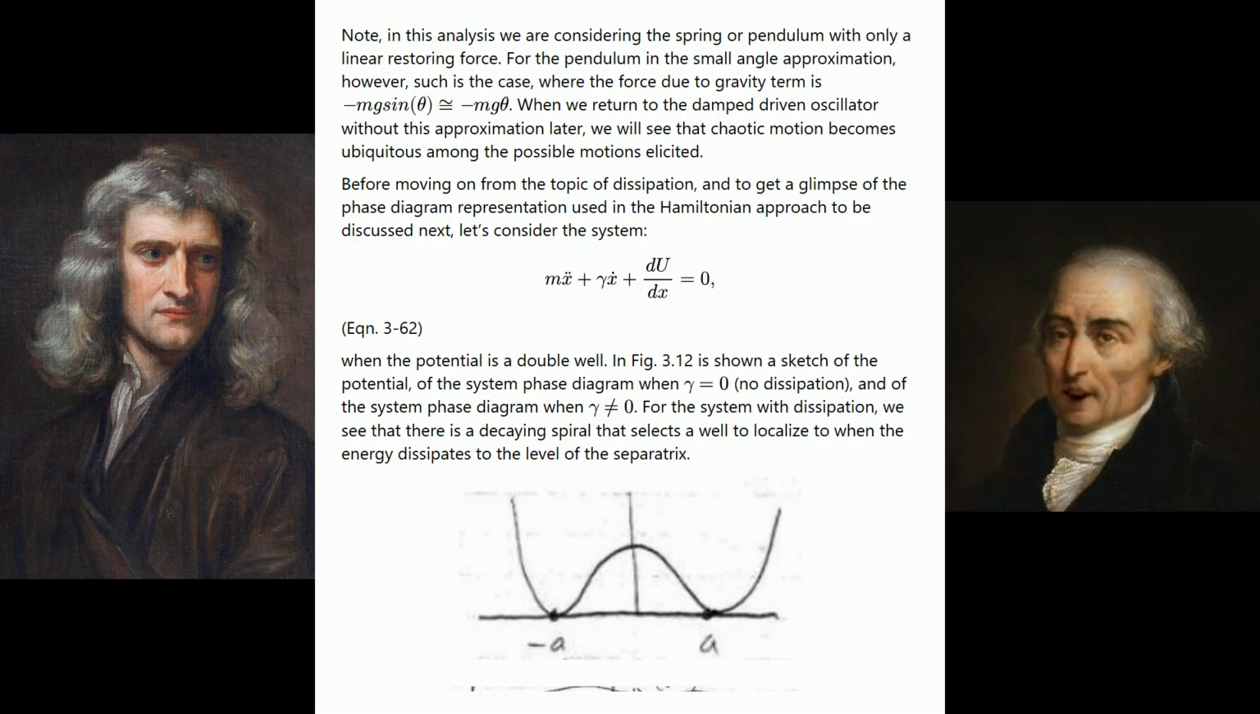In figure 3.12 is shown a sketch of the potential, of the system phase diagram when gamma equals 0, no dissipation, and of the system phase diagram when gamma is not equal to 0. For the system with dissipation, we see that there is a decaying spiral that selects a well to localize to when the energy dissipates to the level of the separatrix. Figure 3.12. Left, a sketch of a double well potential. Middle, sketch of phase diagram with no dissipation. Right, phase diagram with dissipation, and eventual settling into the right well.